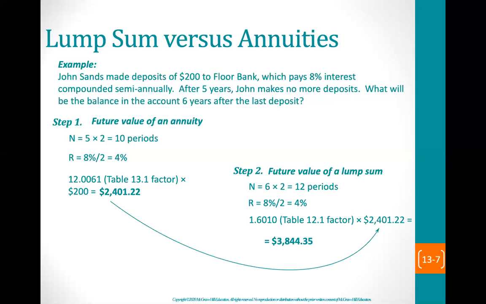So we look up Table 12.1, going back to Chapter 12, to find the future value of the lump sum. Our table factor is 1.6010 times what we calculated as the amount that's in the bank, which tells us that his future value of the lump sum is $3,844.35. So the first step, we said he had an annuity. He was putting away a series of payments. So he calculated the future value of that annuity. Then he stopped making payments, and we want to find the future value of the lump sum hanging out in the bank.